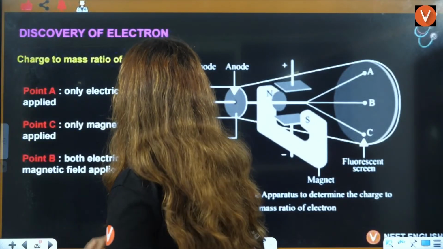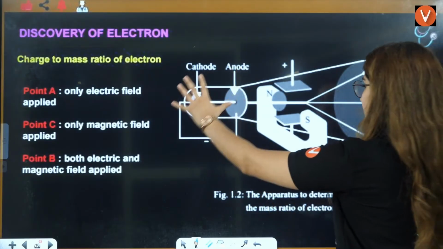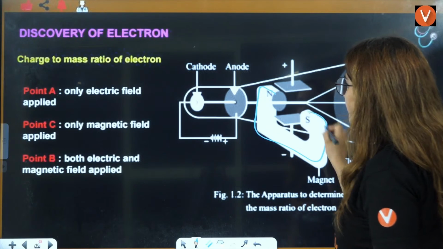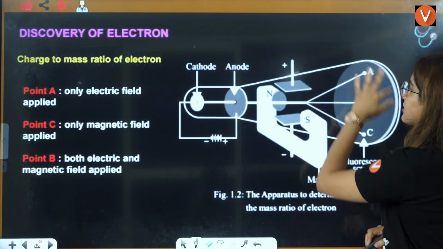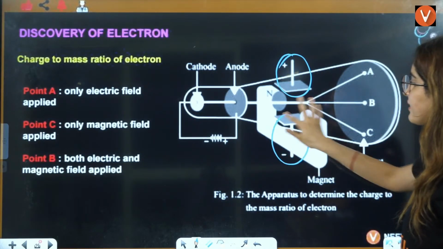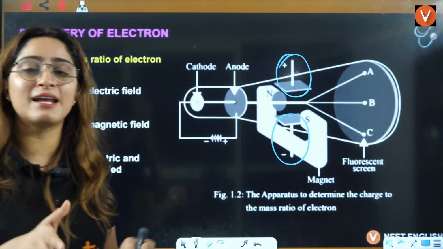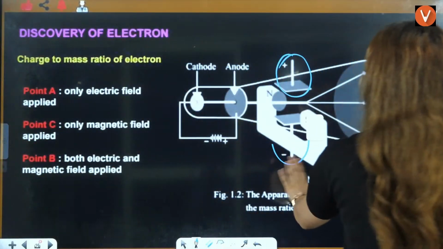Let me just show you. He took the same experiment. It's just that he placed it under a magnetic field, that is, a north-south pole magnetic field. He also placed it under an electric field, right? This is the electric field, this is the positive plate, this is the negative plate. So when you place it in a magnetic and electric field, there are some things that you will see.